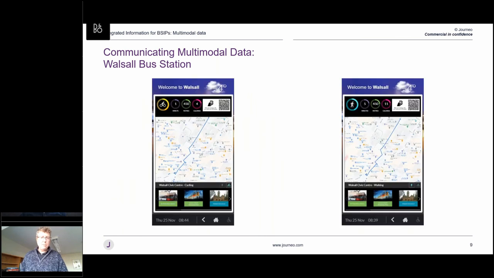So if I just move down again, this is an example of where that user can then choose which mode of transport they want to use, whether it be by cycling or by walking. It'll show them on the map the route they can take. I believe you mentioned earlier your calorie count as well. It'll even show you how many calories you burn if you use that route. So it's all about giving those passengers that choice, really.